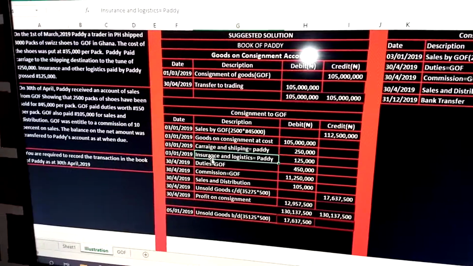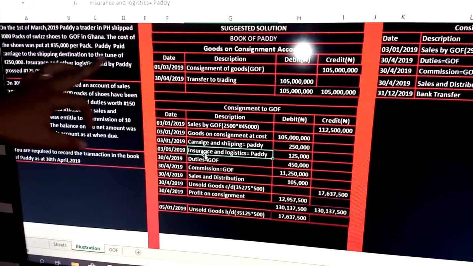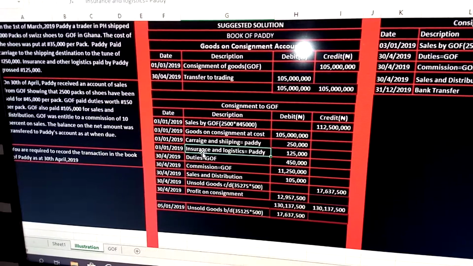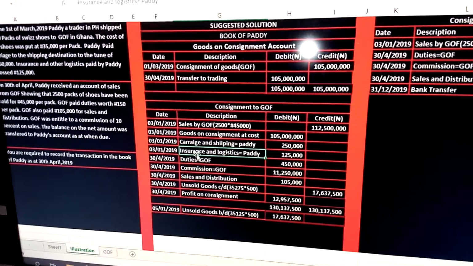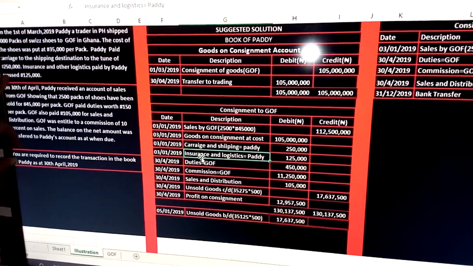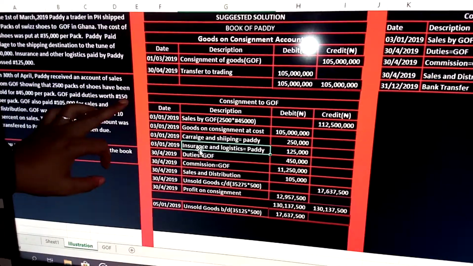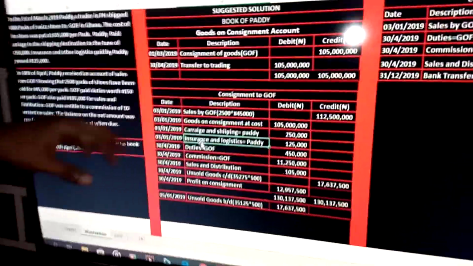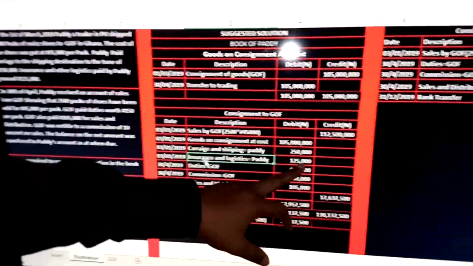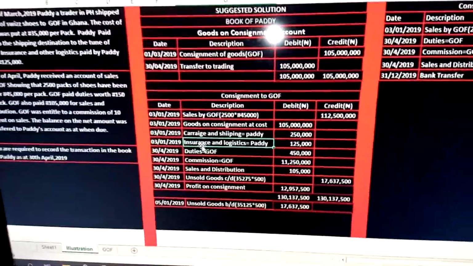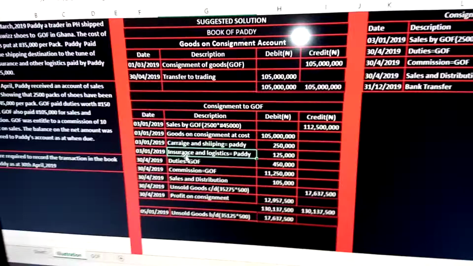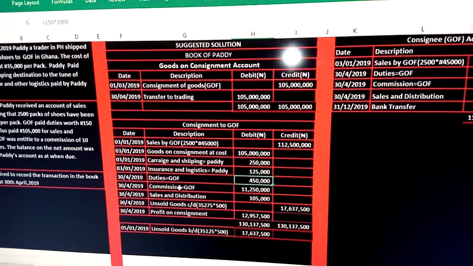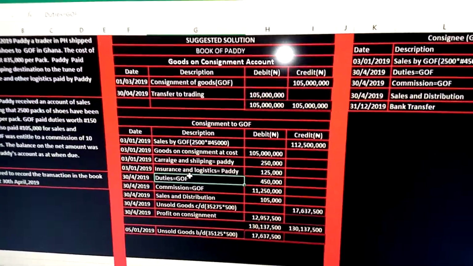We already know how we got that: 35,000 per pack times 3,000 packs. There was carriage and shipping paid by Paddy to the tune of 250,000. He also paid insurance and other logistics to the tune of 125,000. We are also told that GOF paid duties of 150 naira per pack, so I guess import duties. So 150 times 3,000 gives you 450,000.